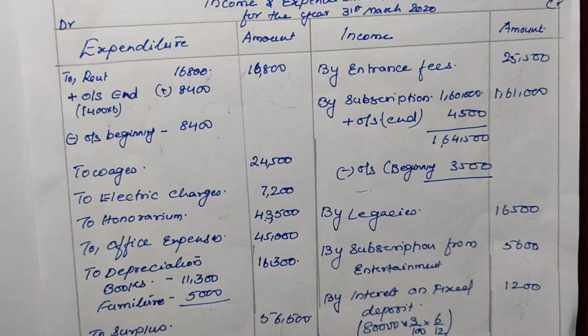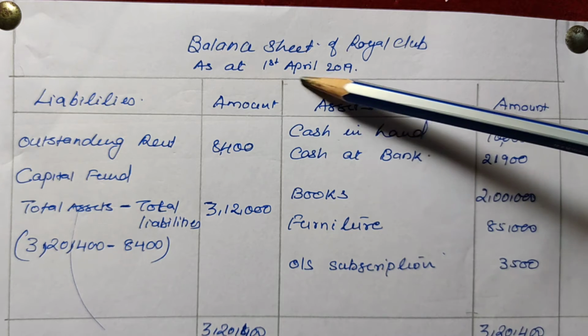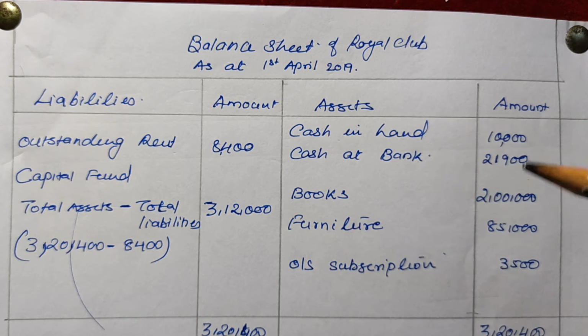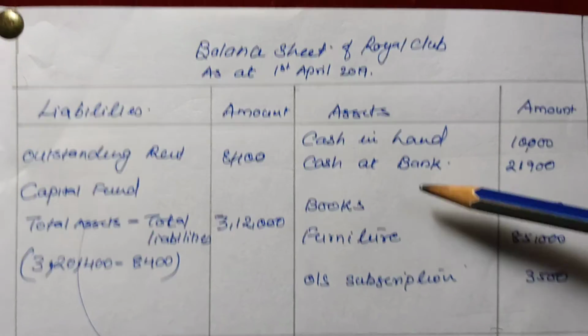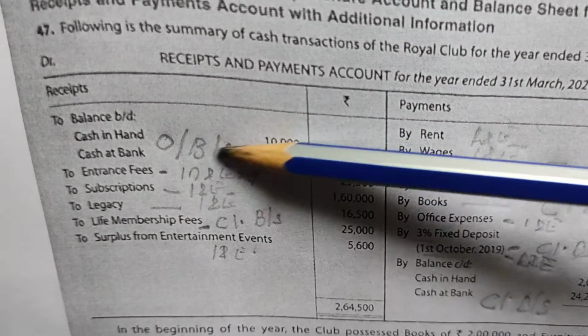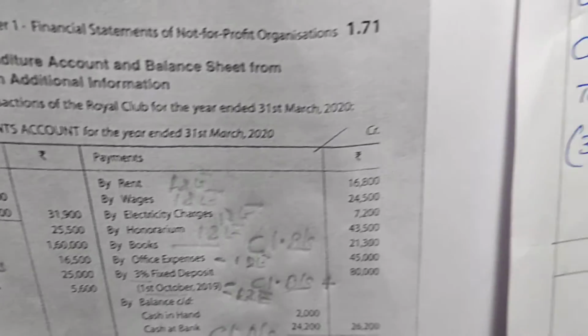Now let's see the balance sheet. In the opening balance sheet, we have to prepare the balance sheet of Royal Club as at 1st April 2019. We will start with the asset side. First and foremost, we have to write the opening balance of cash on the asset side, that is cash in hand and cash at bank, the amounts which are given here. These amounts will be transferred as they are.